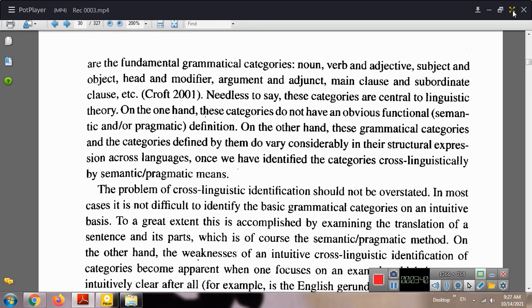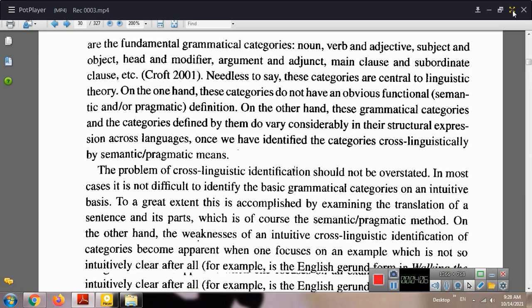On the one hand, these categories do not have an obvious functional, semantic, or pragmatic definition. On the other hand, these grammatical categories and the categories defined by them do vary considerably in their structural expressions across languages. Once we have identified the categories cross-linguistically by semantic pragmatic means.